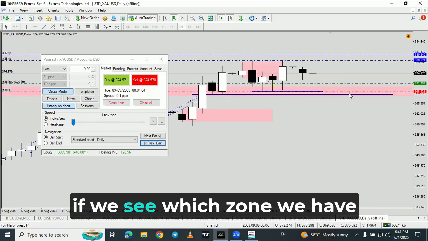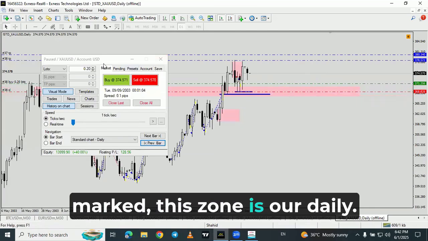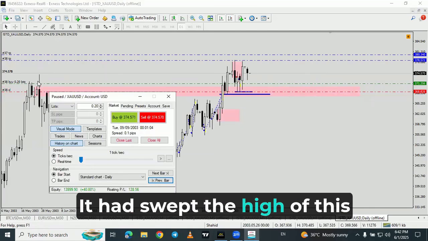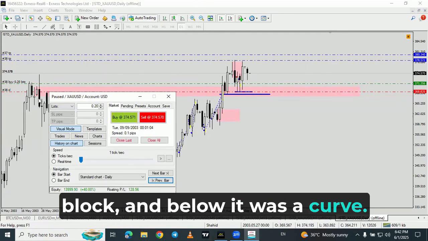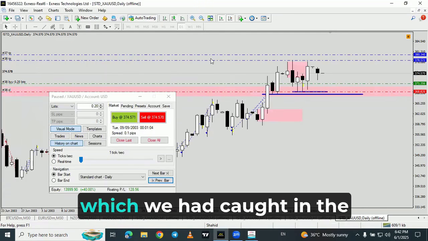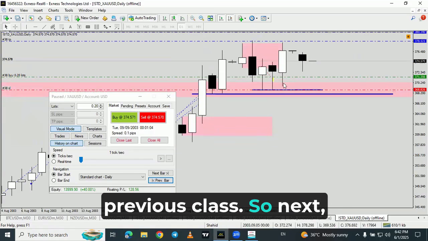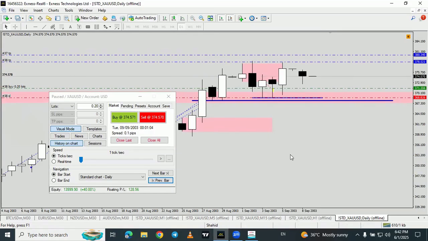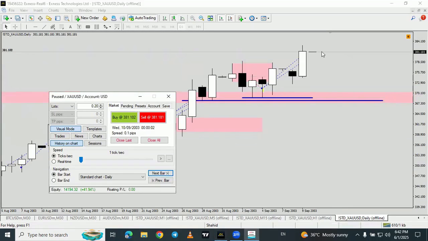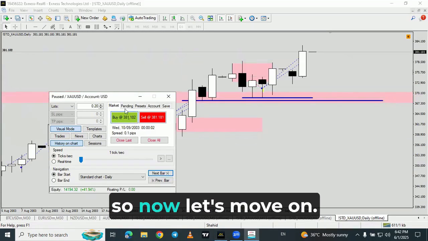After that, if we see which zone we have marked, this zone is our daily. It had swept the high of this block and below it was a curve. We took a buy entry on its flip which we had caught in the previous class. So next, let's move on here. See, its targets have been hit, so now let's move on.